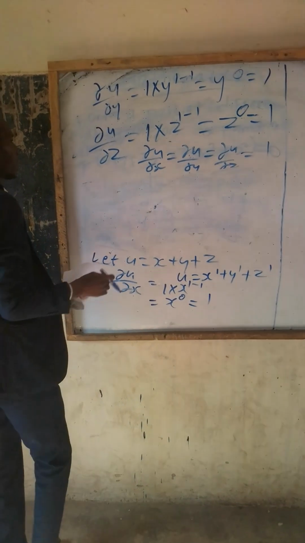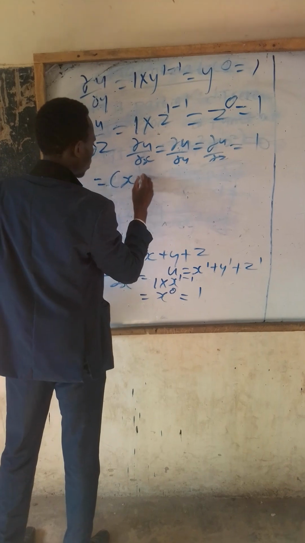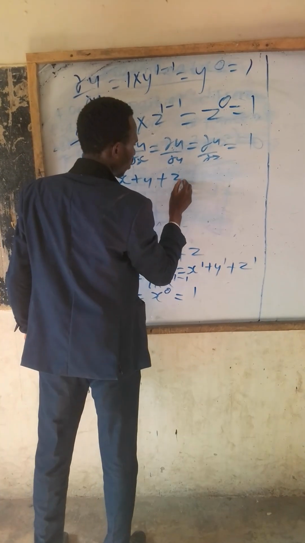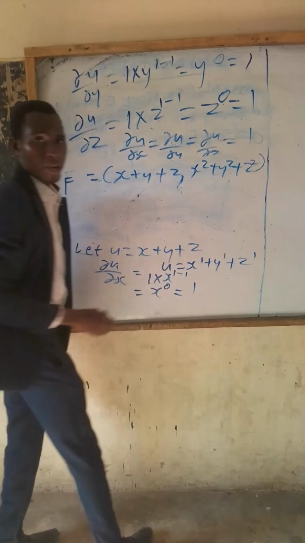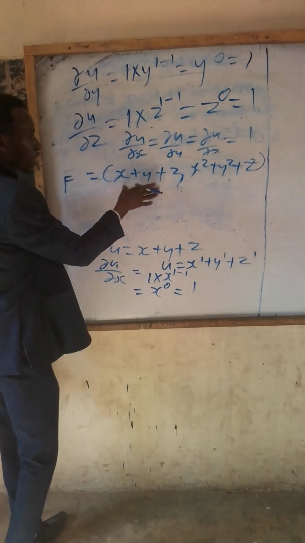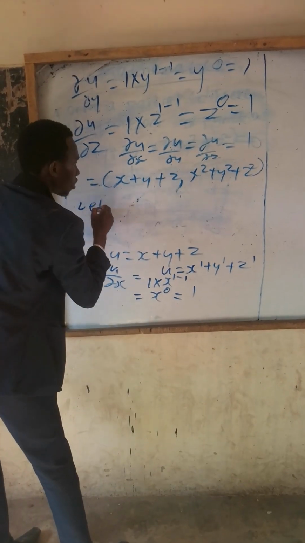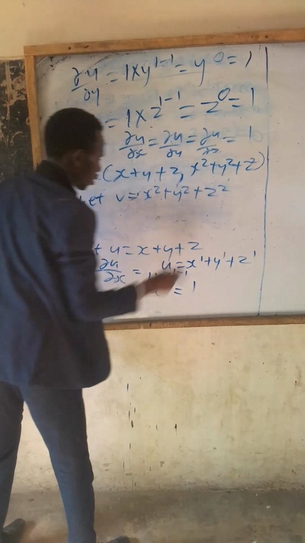Remember that in the function, we have a function like this: x plus y plus z, comma, x squared plus y squared plus z squared. You remember this function, right? So now, we already set this part as u and we have solved it. Now let's set this part as v. Let v equal x squared plus y squared plus z squared.